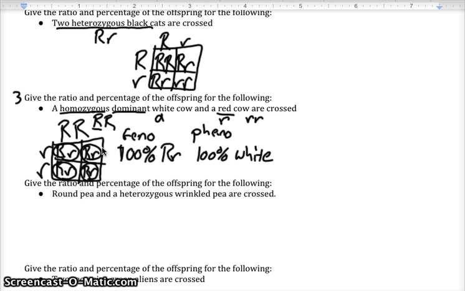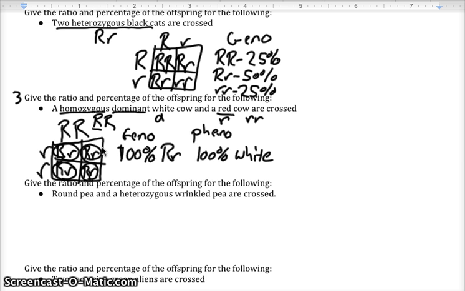And again, I just do the big R's first to make sure I always have the big R first in the boxes. Alright, so now the genotype percentage for this one is going to be, big R, big R is going to be 25%. Because there's only one that's big R, big R. Big R, little r is going to be 50%. And then little r, little r is going to be 25% again. So one way to double check yourself is these numbers should always add up to 100. So 25 plus 25 is 50. 50 plus 50 is 100. So that's good.